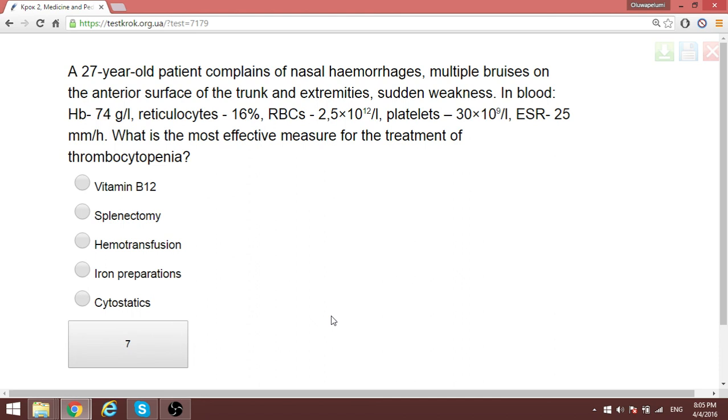Everything is low in this case. And what's the cause? Probably we are thinking of immune thrombocytopenic purpura, possibly. You can see multiple bruises on the anterior surface, nasal hemorrhages. These are the most common symptoms in this patient.